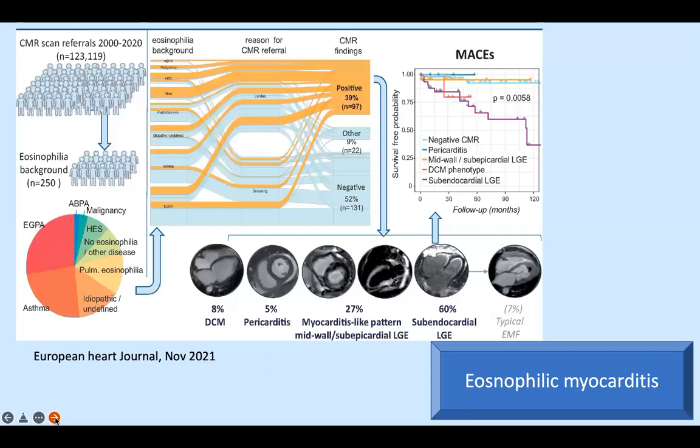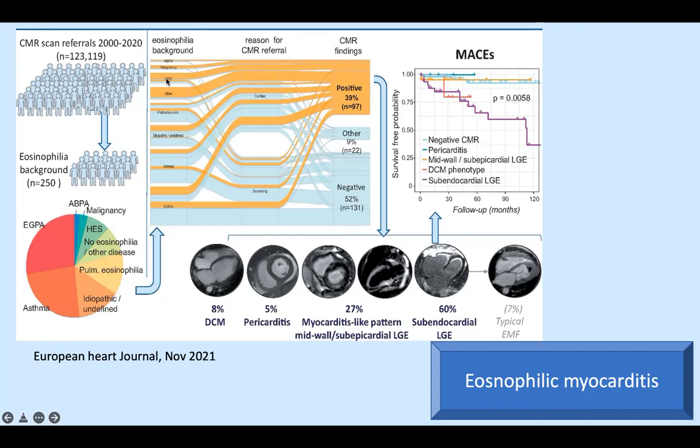This is the latest article in the European Heart Journal, which shows different causes of hypereosinophilia. Either it could be pulmonary eosinophilia, any of these hypereosinophilic syndromes, ABPA, or granulomatous polyangiitis, or asthma, or idiopathic. All these causes will lead to increased eosinophilic counts, out of which only 40% have myocardial findings, depending on the condition.